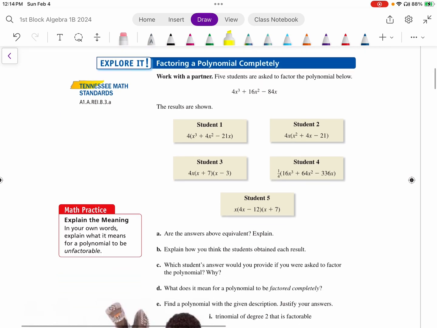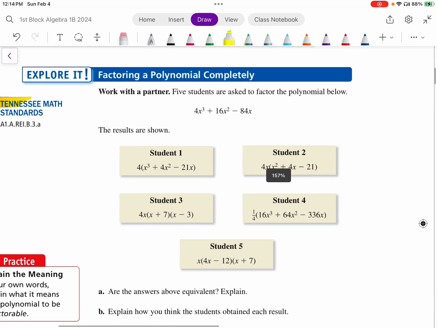All right, so we're going to start here in the Explore It section. Okay, Explore It. This is work with a partner. You're welcome to do that or work by yourself. And it says 5 students are asked to factor the polynomial below. 4x to the third power plus 16x squared minus 84x. And those 5 students factored this way.